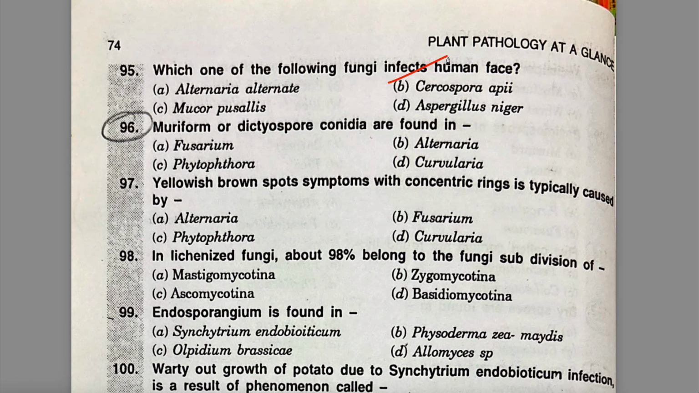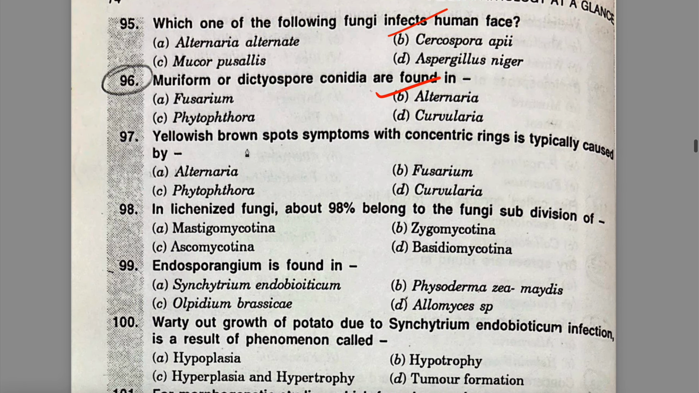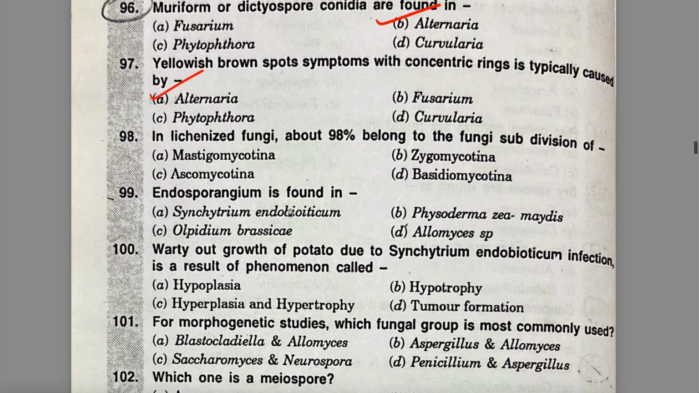It's Cercospora. 96. Muriform or dictyospore conidia are found in Fusarium, Alternaria, Phytophthora, or Curvularia? We don't need time to think about this, right? Muriform means it will be Alternaria. 97. Yellowish brown spot symptoms with concentric rings is typically caused by Alternaria, Fusarium, Phytophthora, or Curvularia? Again, no need to think. Concentric rings, it will be Alternaria.